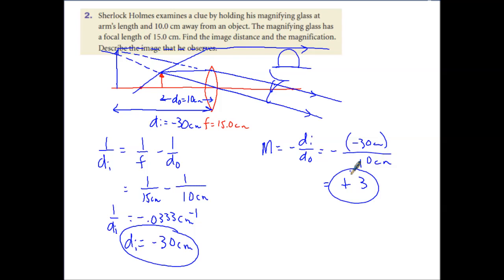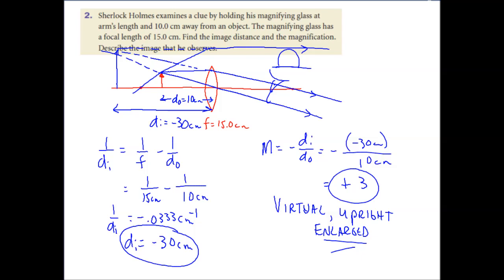Describe the image that he observes. Well, it would be virtual. It would be upright. And in this case, enlarged. Okay, so a good example there of a magnifying glass.